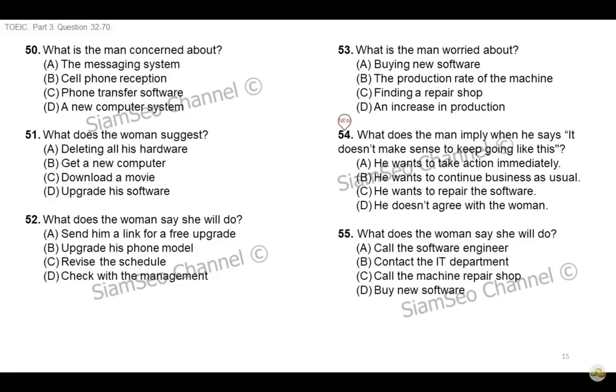Number 53. What is the man worried about? Number 54. What does the man imply when he says, "It doesn't make sense to keep going like this"? Number 55. What does the woman say she will do?